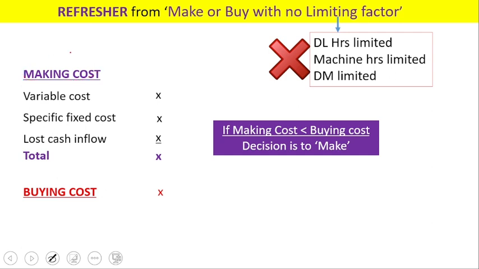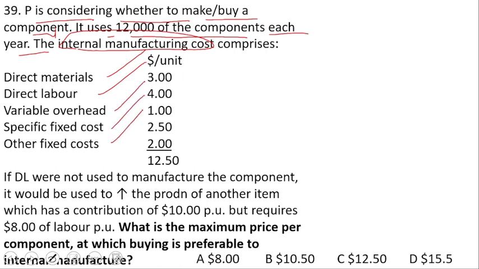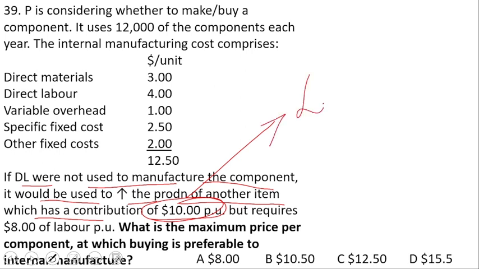Now let's move on to the question. P is considering whether to make or buy a component. It uses 12,000 of the components each year. The internal manufacturing cost comprises this direct material, direct labor, variable overhead, specific fixed cost, other fixed cost. If direct labor were not used to manufacture the component, it would be used to increase the production of another item which has a contribution of $10 per unit. So just because we are manufacturing this, we are losing the contribution of the other product.